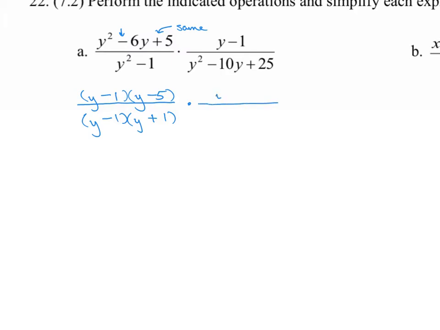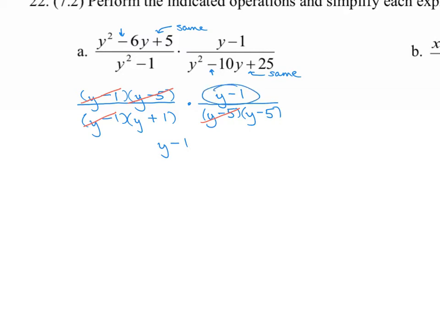Okay, on the right top, it does not factor, so we'll leave it as y minus 1. And the bottom, this is actually a perfect square trinomial. We get y and y. Things that multiply to 25 and combine to 10 are 5 and 5. Again, we have same signs in order to multiply to a positive 25, and both are negative. Now we can cancel our common factors. I see a y minus 1 on top and bottom, and I also see a y minus 5 on top and bottom. That is all that cancels.